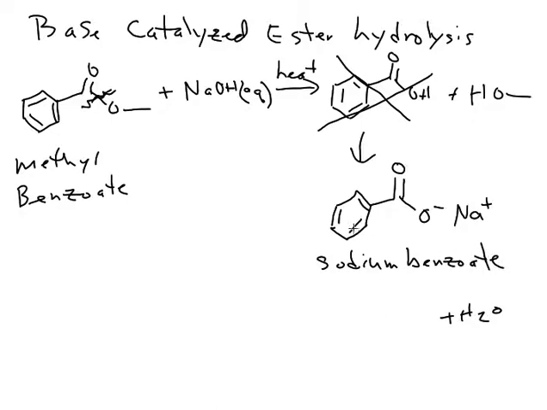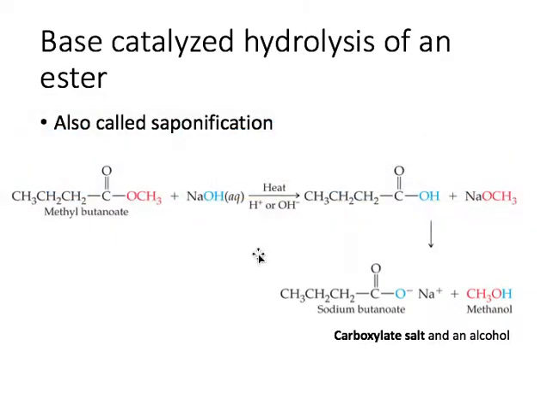So what we've done is a base catalyzed hydrolysis of an ester. We break the ester bond. We form our benzoic acid and our methanol. However, benzoic acid in the presence of a strong base will lose its H to make water, and then we will get our carboxylate salt, sodium benzoate. So the upshot is that we make a carboxylate salt and an alcohol.